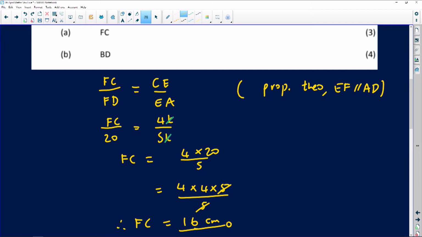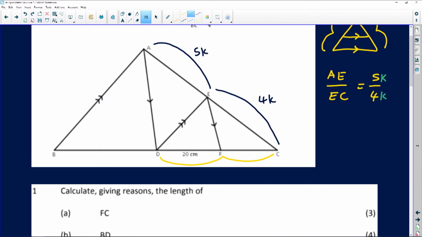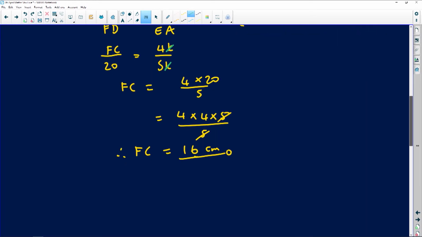The other one we need to find is BD. So let's go and find BD. For BD, I'll apply the same technique. But check where BD is. BD is the distance from B all the way to D. I can focus on the big triangle, paying attention to the fact that this line happens to be parallel to that. So I'm going to take my ratios there. I'll say BD divided by DC.